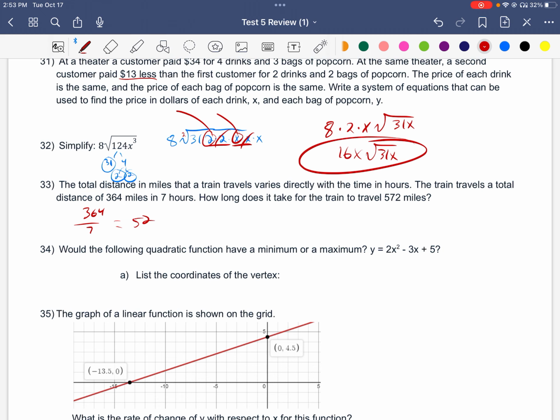So how long is it going to take to go 572 miles? So I know it can go 52 miles in 1 hour. That's what I just found by dividing that. So I'm going to do 572 miles divided by 52 miles per hour. That's going to tell me my total time. 572 divided by 52 is going to give me 11 hours.